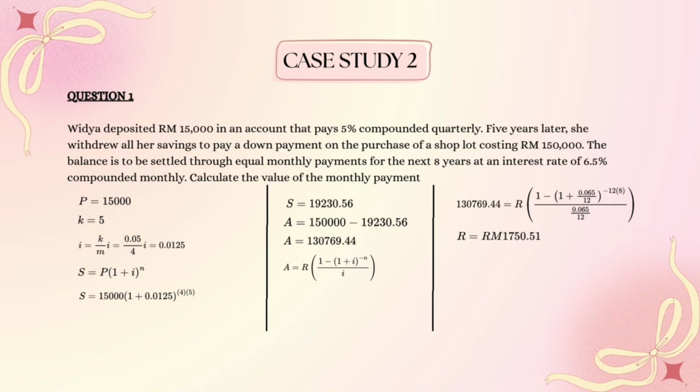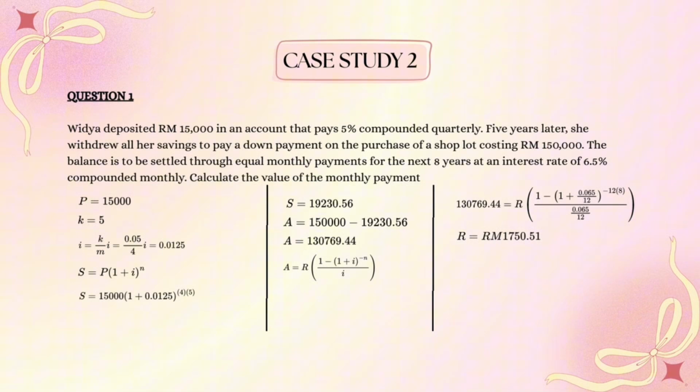Vidya deposit 50,000 ringgit in an account that pays 5% compounded quarterly. 5 years later, she withdrew all her savings to pay a down payment on the purchase of a shop lot costing 150,000 ringgit. The balance is to be settled through equal monthly payment for the next 8 years at an interest rate of 6.5% compounded monthly. Calculate the value of the monthly payment.